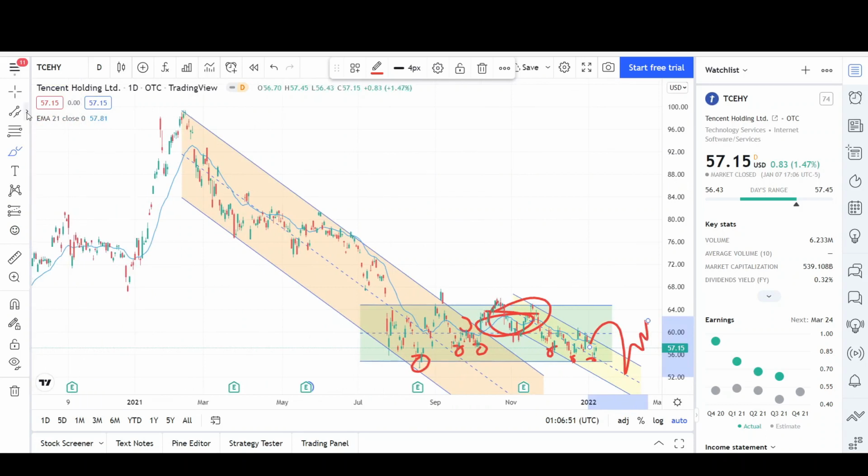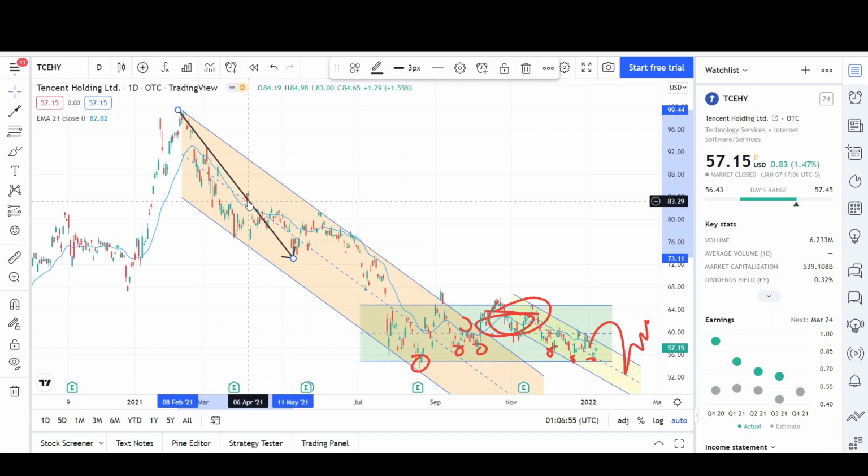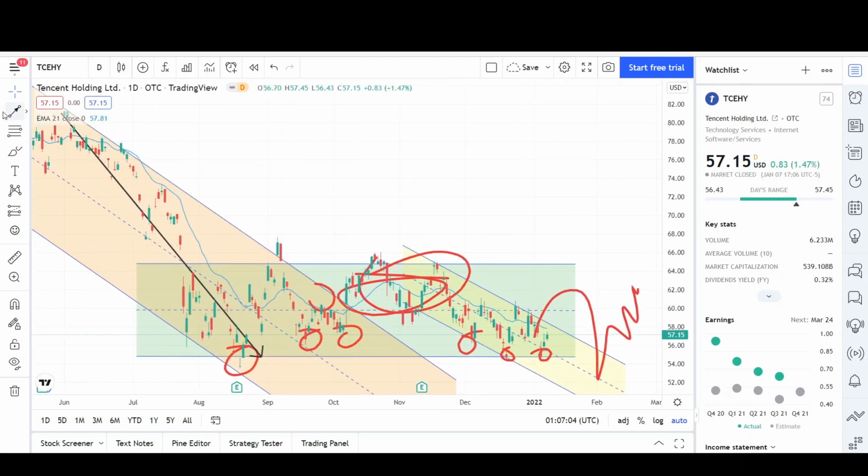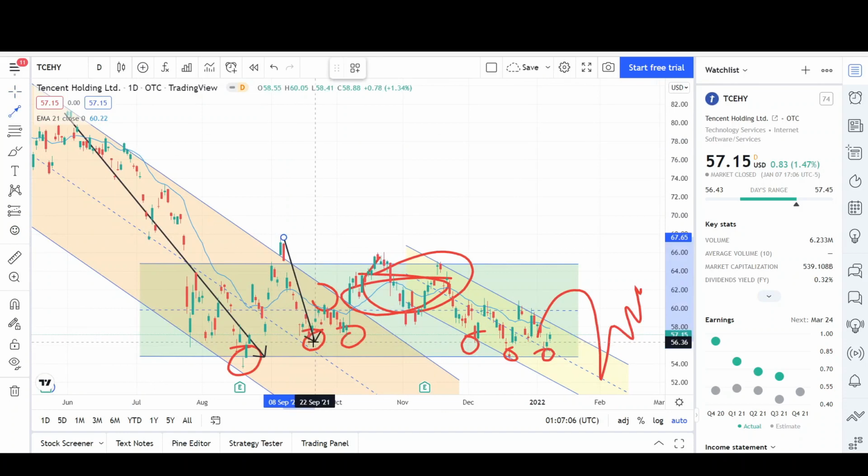Let me show you guys some measured moves. You can see that there was a measured move right here. This was the first leg down for Tencent, and this was the second leg down. Price already met it, and it's not really going below this $54 level. And there's another one in play right here. You can see that there was a leg down right here.